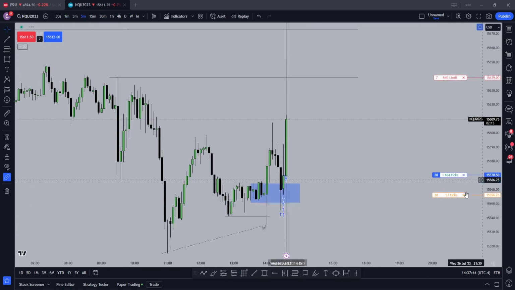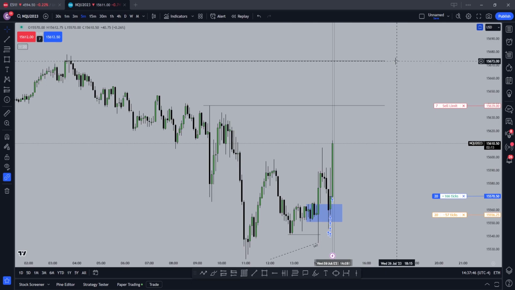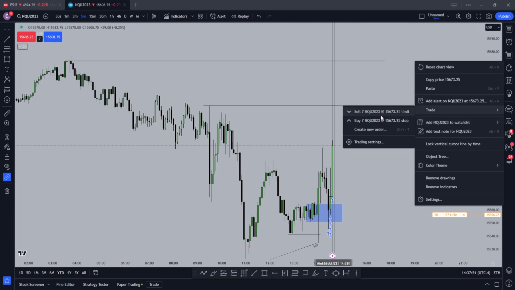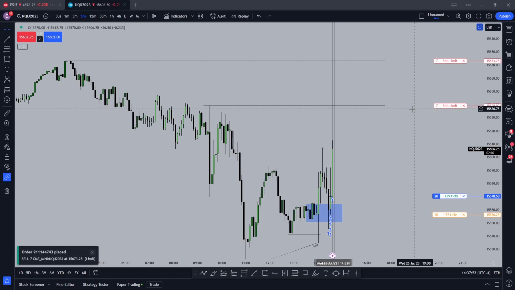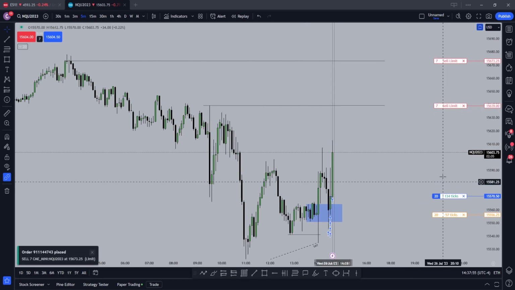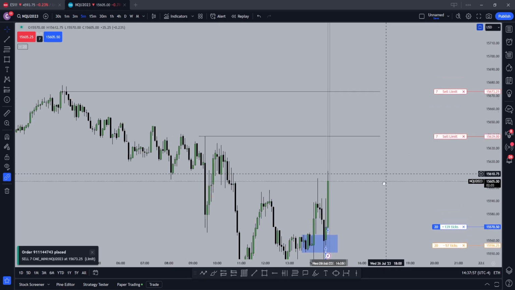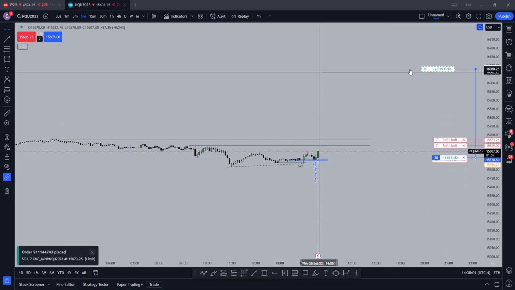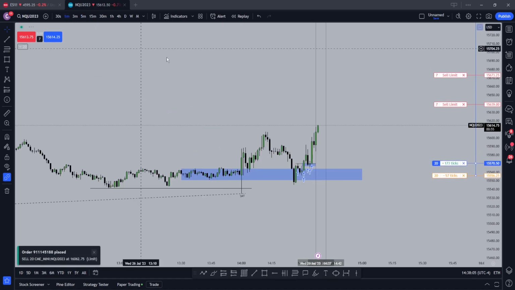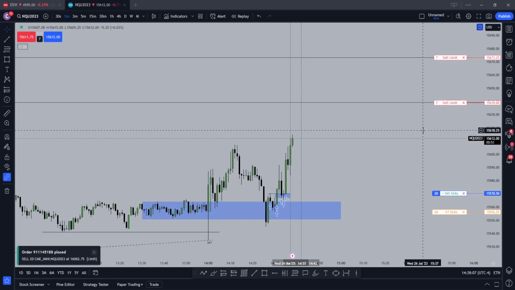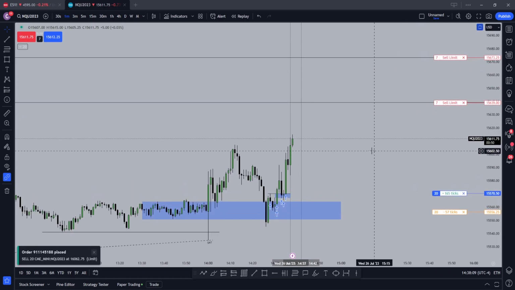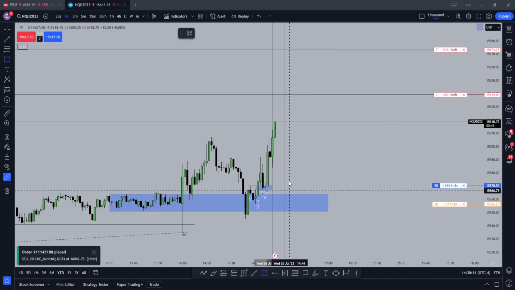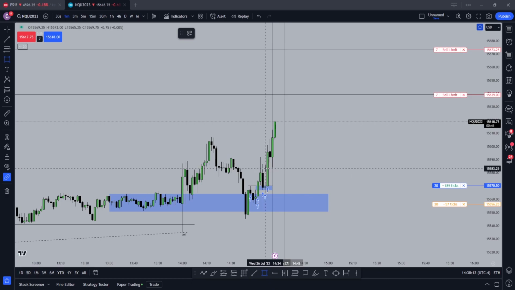Time to play this quick. Okay, so we're gonna do partials for these two areas, and the full take profit will be that 1 hour market maker buy model. Let's see if we can get a swing trade as well. But yeah, see you guys in the next one, and let's see how this trade plays out.